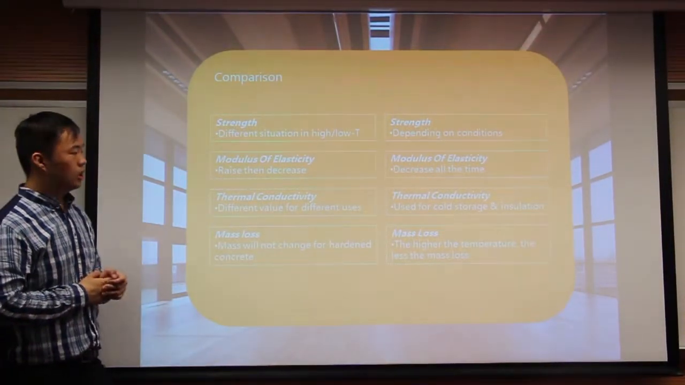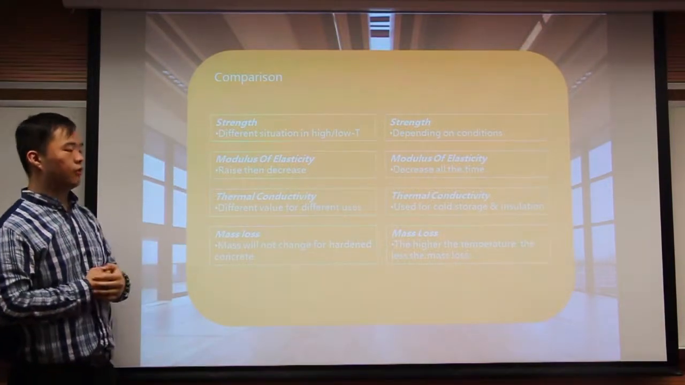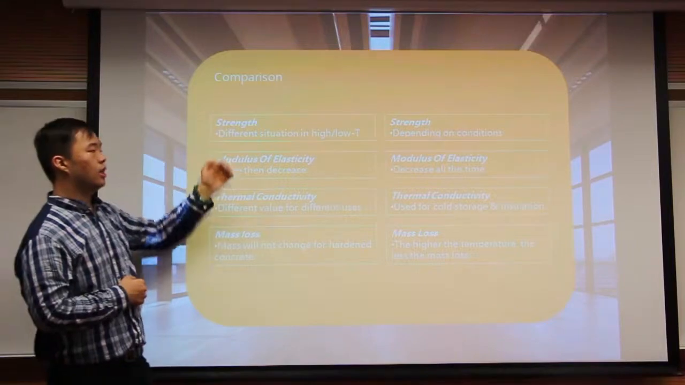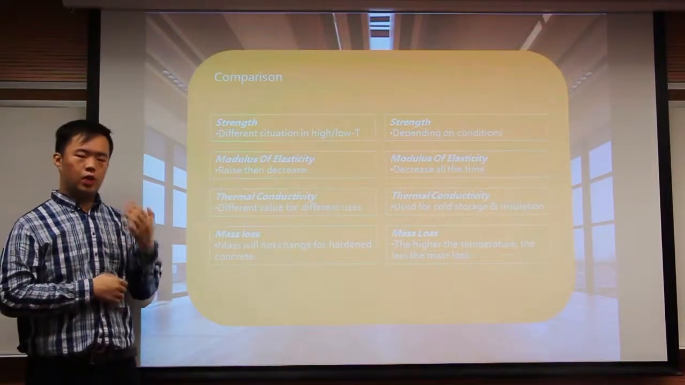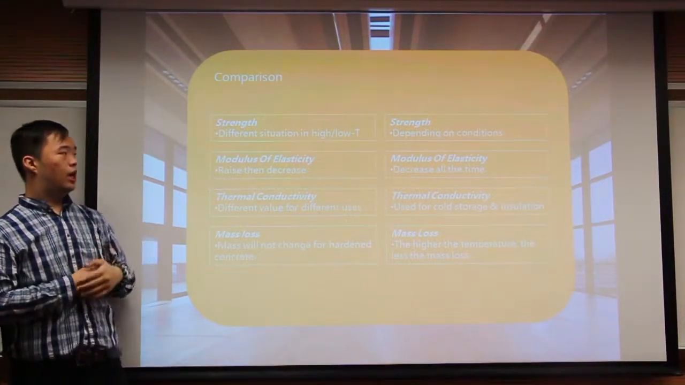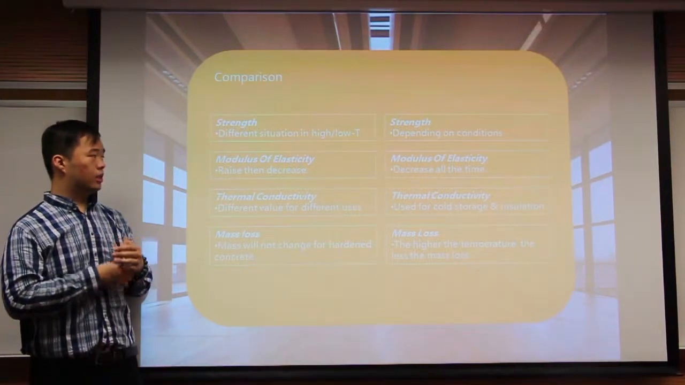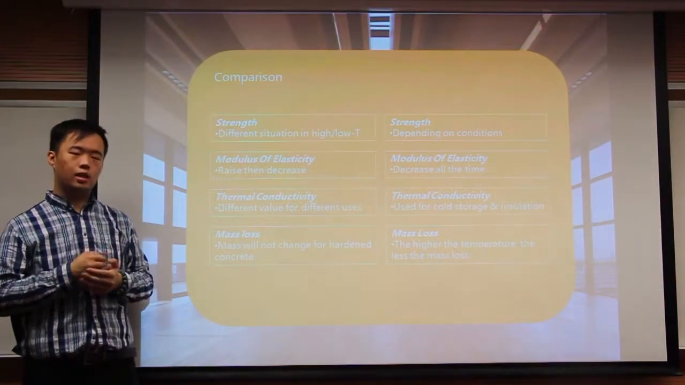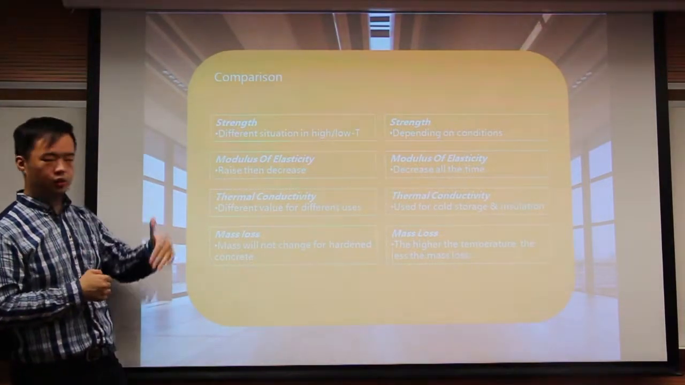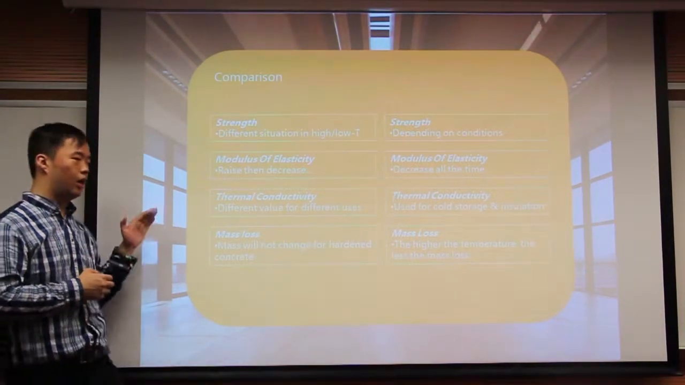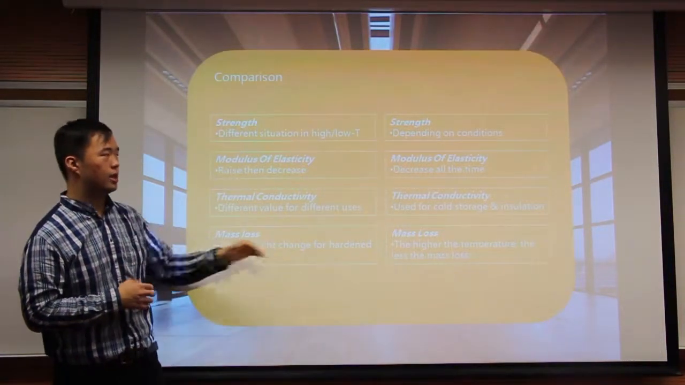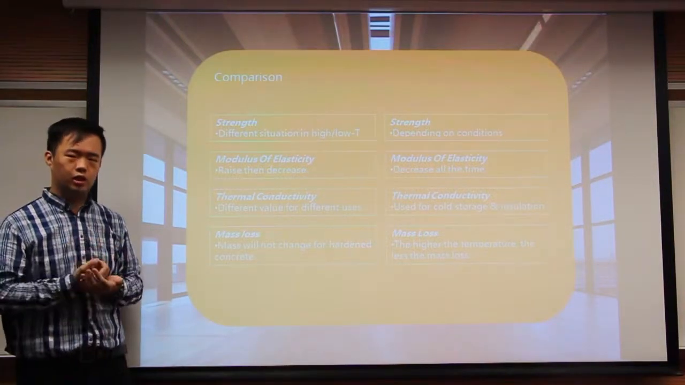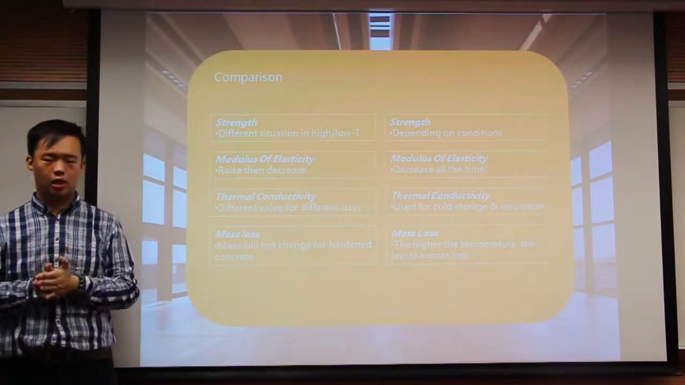And we choose 4 factors for this part. You can see the first factor is strength, which means that the strength of concrete is different in high and low temperature situations. You can see the strength at a high temperature will decrease, but for the low temperature there will be an increase essentially but also a decrease. And the strength of timber depends on different conditions, which means that different conditions may have different results.